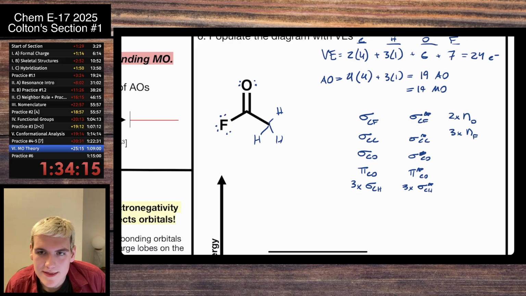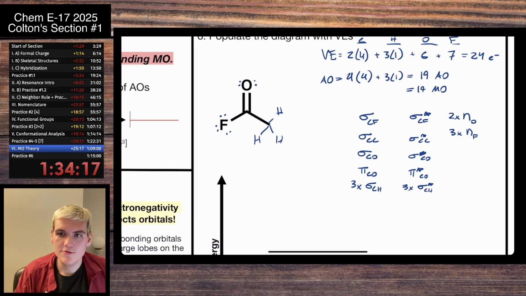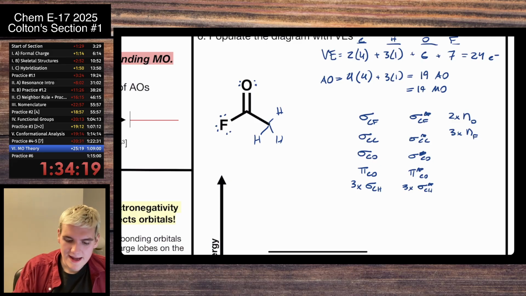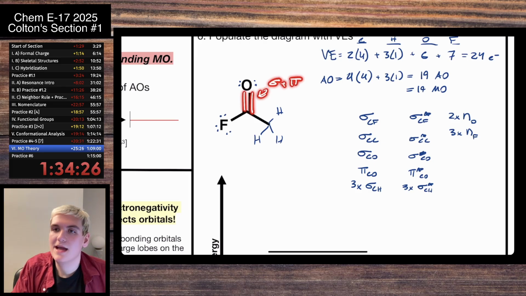And then for the question I got in the chat of why are there not 2 carbon-oxygen sigma bonds? It's because this double bond is made up of 1 sigma bond and 1 pi bond, and that's just the makeup of a double bond. You can only have one sigma bond at a time.